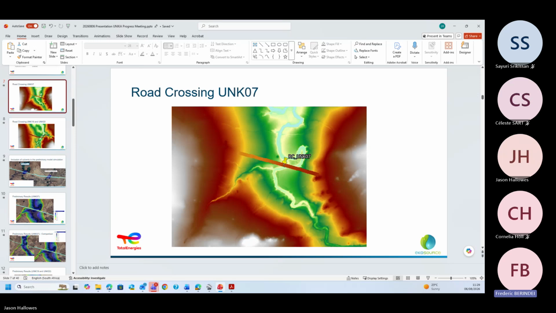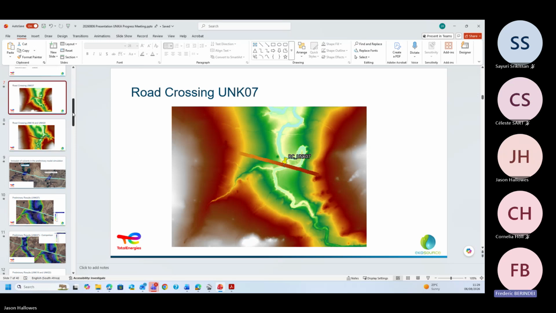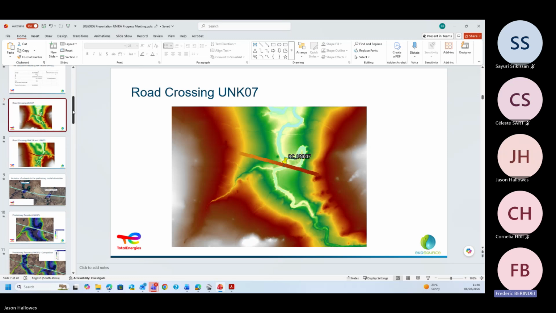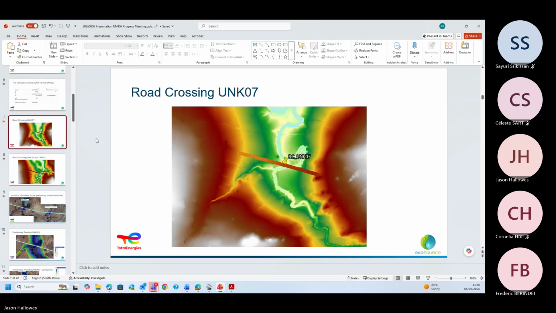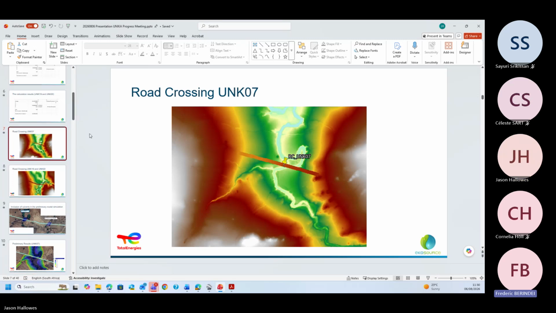a shape file, but without profile. Is it what you mean? A shape file of the roads. Okay. Yes, that'd be good if you could send that through. Yeah, that'd be great. Yes, but the profile will not be included. Only the shape file.